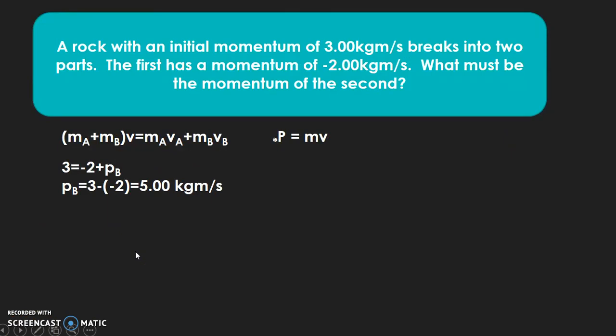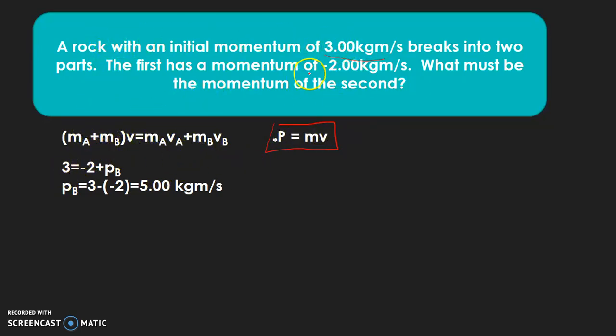Here is another question that is commonly missed. It states a rock with an initial momentum of 3.00 kilogram meters per second breaks into two parts. The first has a momentum of negative 2.00 kilogram meters per second. What must be the momentum of the second? All right. So again, remember the momentum formula here is mass times velocity. So you could always solve the momentum if it's given momentum in anywhere where it's mass times velocity in this formula.